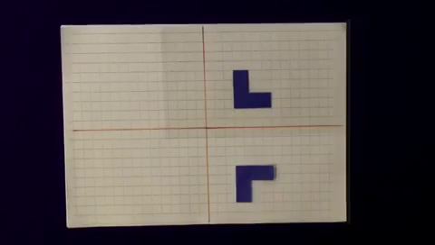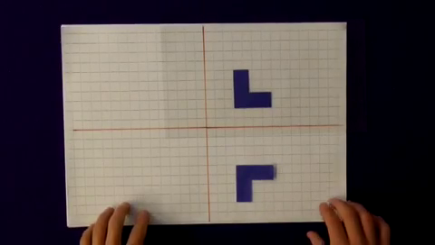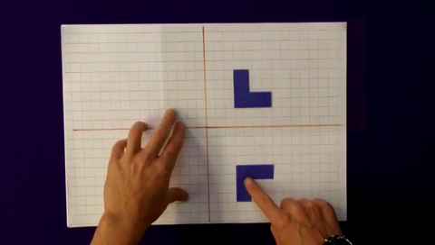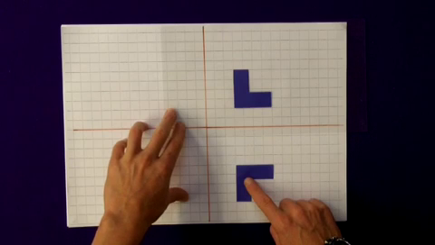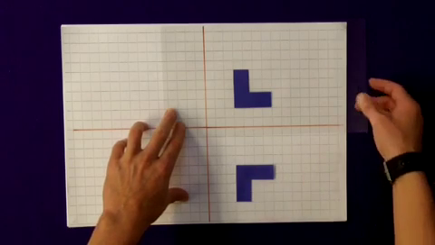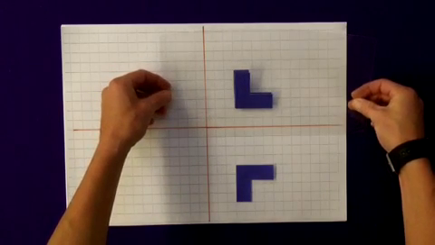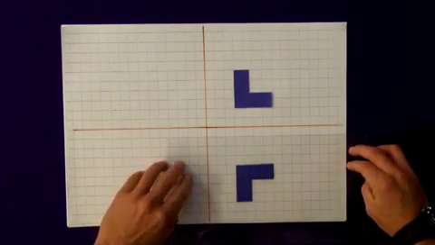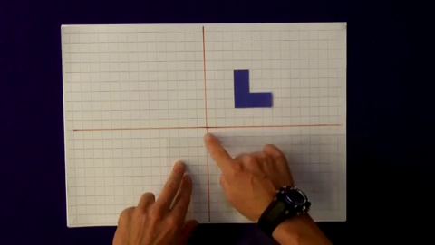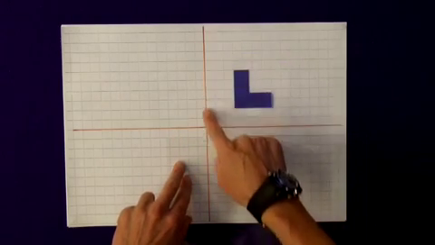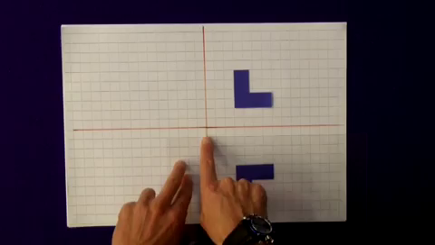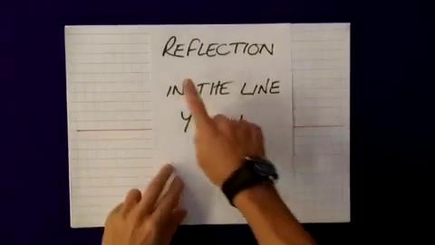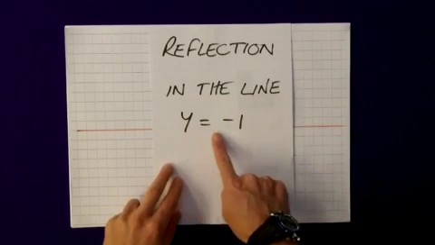Like so. Now my line of reflection doesn't always have to be one of the axes. So in this example, this is my original shape, this is my reflected shape, but what line have I used as my mirror line, as my line of reflection? Well, I should be able to show you using this. If I flick that over to there, we can actually see that the line of reflection is here. And this is at the point where y is equal to -1. So that is my mirror line. So the notation for this example would simply be a reflection in the line y = -1.